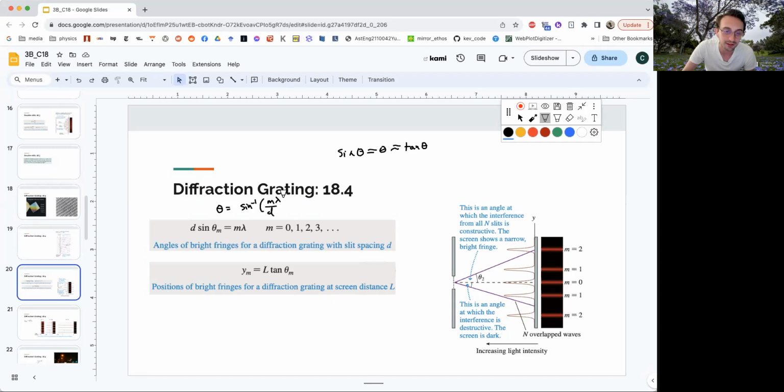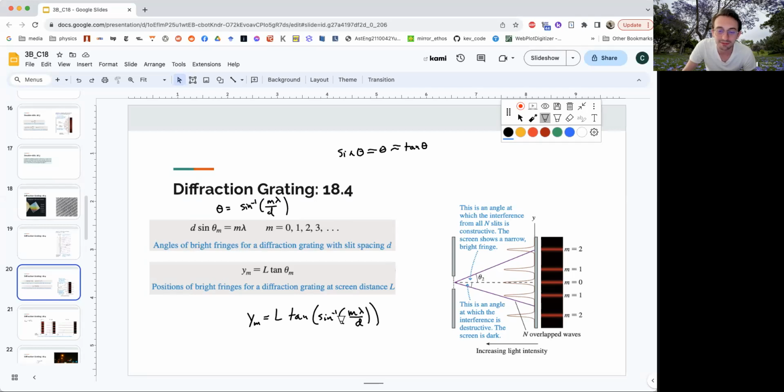And be careful that your calculator is in radians mode when you're doing this so that you get radian angles out. And then we can plug that into the lower equation and get that the y position of the nth bright spot, the nth bright fringe, is just L times tan of sine inverse of m lambda over d. So you can see it's a little messy. There is a way to simplify this, but I'm not going to do it because you shouldn't have too many problems that you have to use this for.